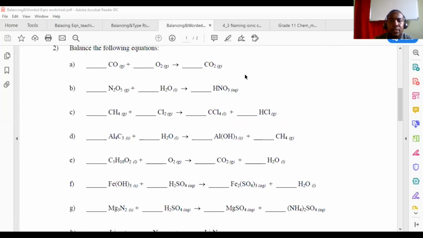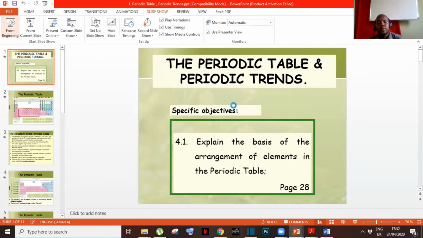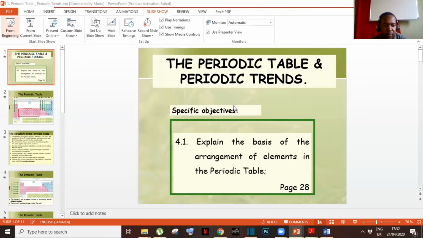All right, so now let's look at the periodic table and specifically the trends in our periodic table. We know our periodic table is arranged in terms of groups and periods. We know we have 18 groups and in total 17 periods, but we're only focusing on the first 20 elements for CSEC purposes.